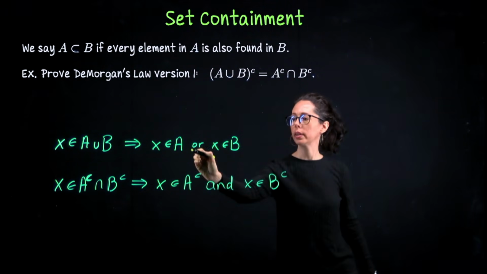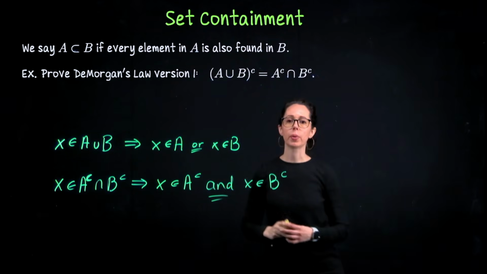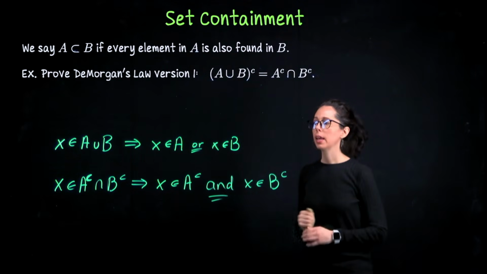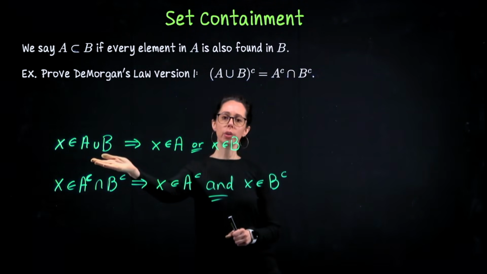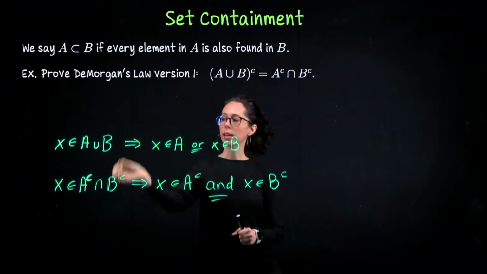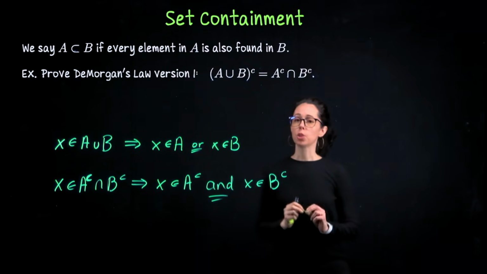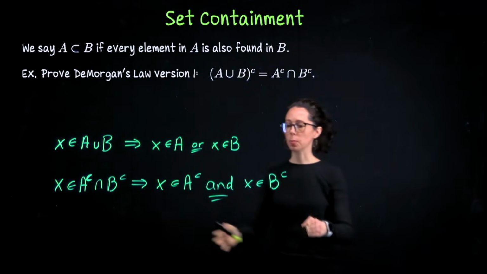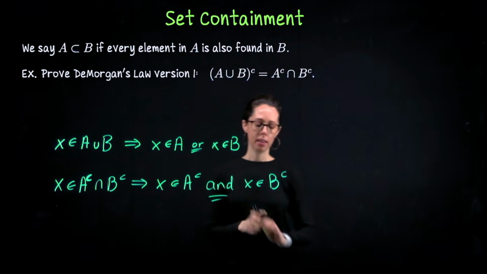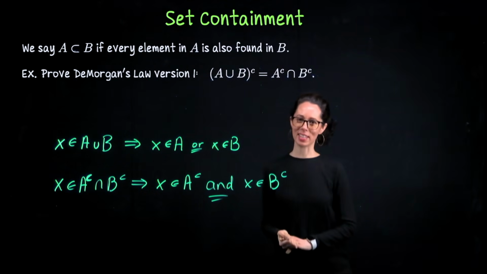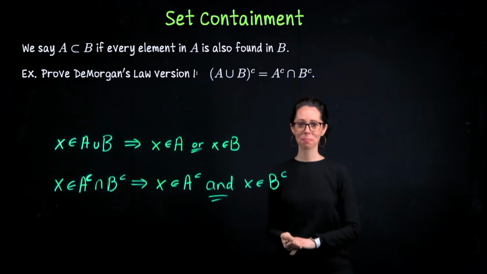So what's important here is the distinction between "or" and "and." It's a lot easier to belong to a union than an intersection. To belong to a union of sets, you just have to belong to one of them. To belong to an intersection, you need to belong to all of them. Okay, so that's a quick look at set union and set intersection.